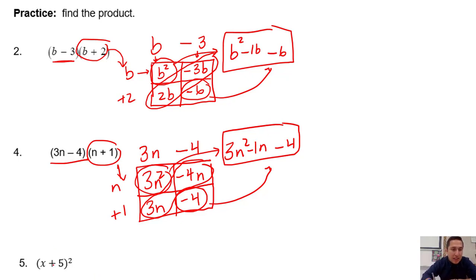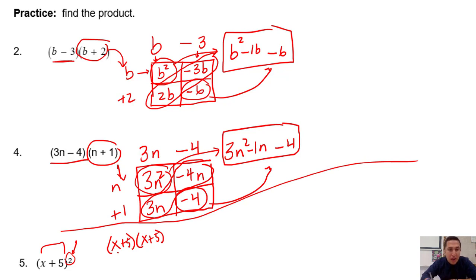Next guy. It's x plus 5 squared with a little 2 right here. That's a big difference maker. Here's what that means. That just means this whole junk 2 times. So here you go. It looks like x plus 5 times x plus 5. So now I know how to do something like this because I just did it on the top. Let me draw this line right here to separate the problem. I'm going to take this first binomial, put him on the top. Make a little square. Give him a little alley.